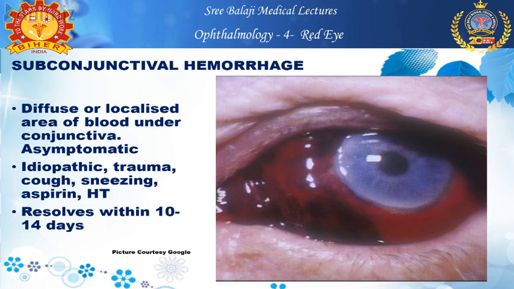Now we'll come to other causes of red eye apart from these three conditions. The most common is subconjunctival hemorrhage, where you can see blood in the conjunctival space. It can be a diffuse or localized area of blood under the conjunctiva, usually asymptomatic. The common cause is trauma, but it could also be idiopathic, or associated with conditions where severe cough or sneezing is present, patients on blood thinners, and hypertension. This is a self-limiting condition which resolves within 10 to 14 days.